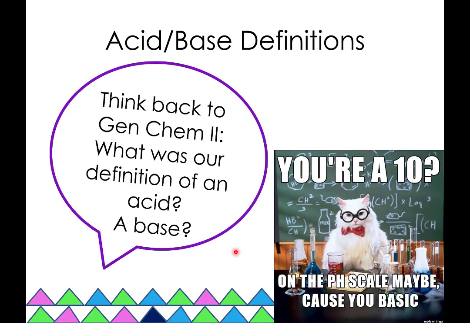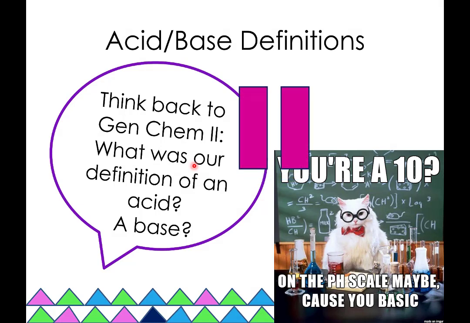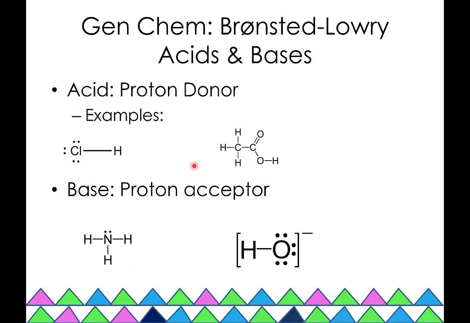Okay, so I want you to think back to general chemistry. What was our definition of an acid and what was our definition of a base? So pause the video for a second and write down or think about how we defined both an acid and a base. Okay, so hopefully you remember that in general chemistry, we talked about that acids were proton donors and bases were proton acceptors.